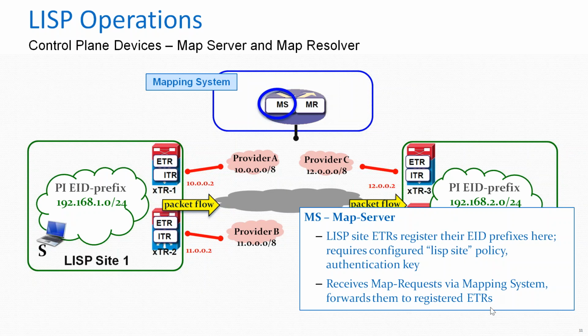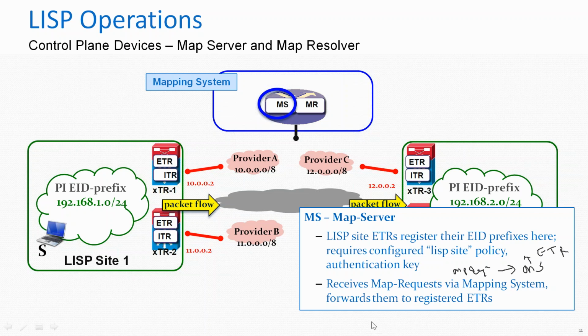First of all, you can see here the use of the map server in the egress direction, that is the ETR, correct? So LISP site ETRs register their EID prefix here. We'll see that configuration in the lab, so don't worry about the configuration. It requires a LISP site policy authentication key and receives map requests via the map system. But whenever we are talking about MS, think about the egress tunnel router.